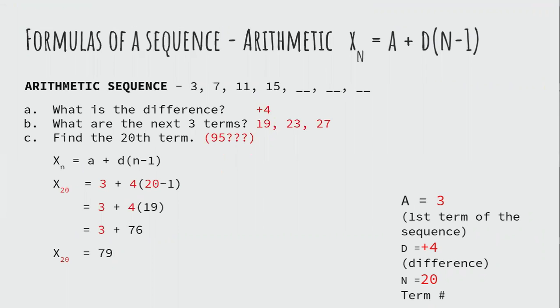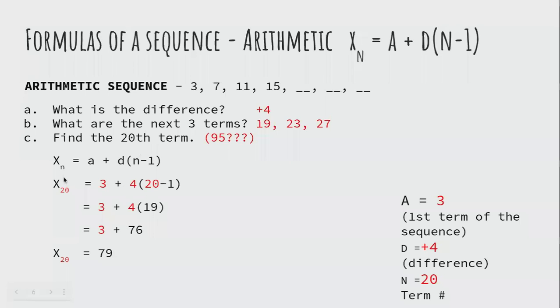But order of operations, remember, parentheses, we had to do that first. So that's how we got to 19. Then from this, we did parentheses first and got here. Remember, the multiplication comes before the addition. So we had to do this multiplication first, giving us the 76. Then we go back and do the addition last. So the 20th term in this sequence is 79. Okay?